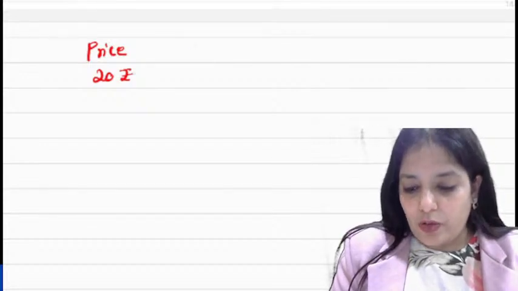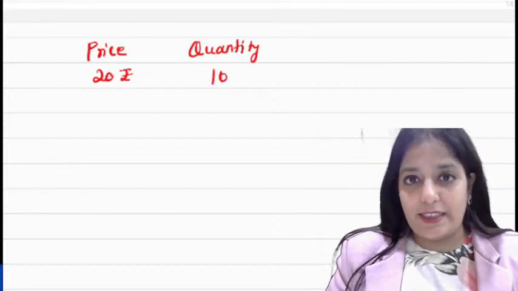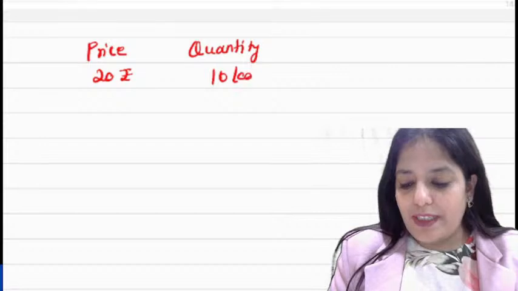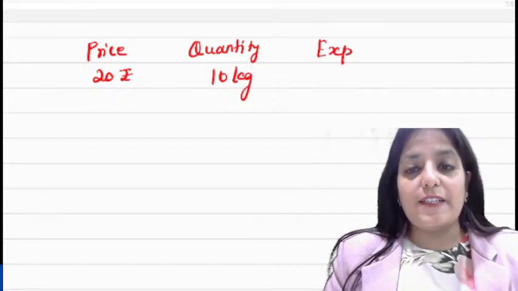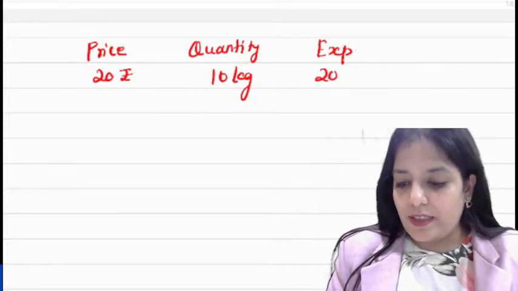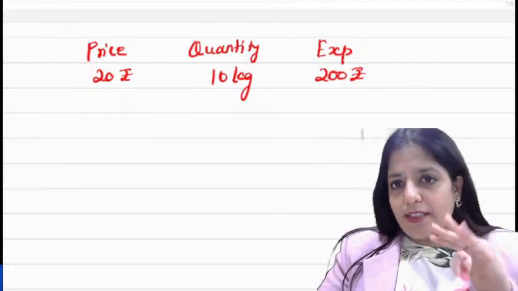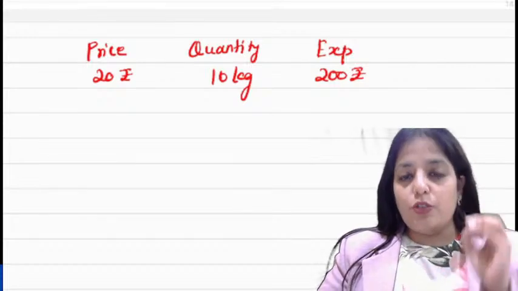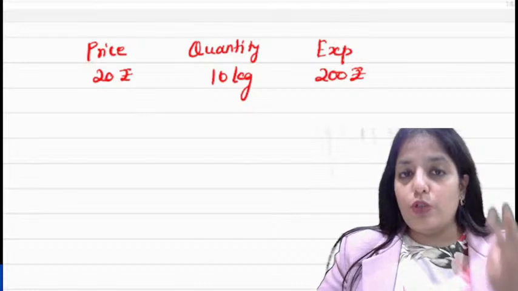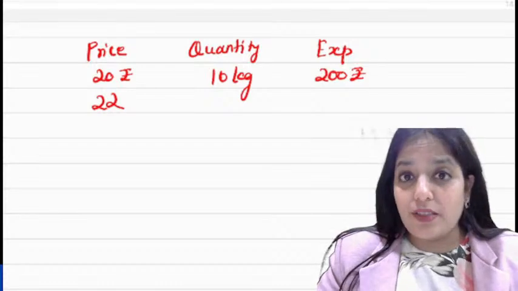Understand very carefully. I'll give you just one simple example. Suppose the price of sugar is 20 rupees, and right now we are consuming 10 kg of sugar. So can you tell me what expenditure we are incurring? 20 into 10, that is 200 rupees. Now what happened? There is a sudden 10% increase in the price of sugar. What is 10% of 20? That is 2. So now the price has reached 22.